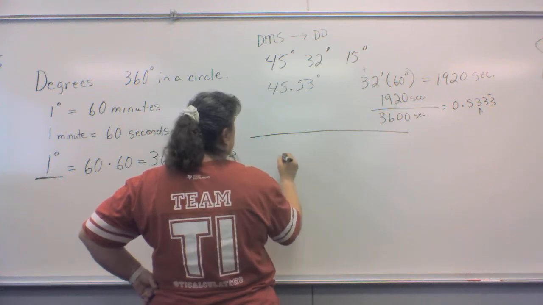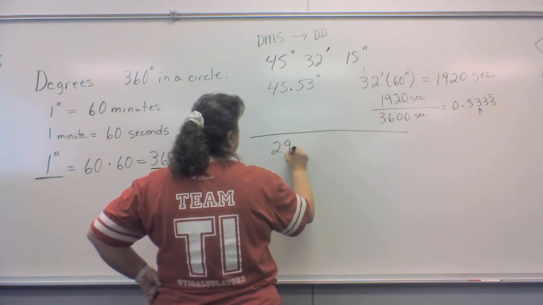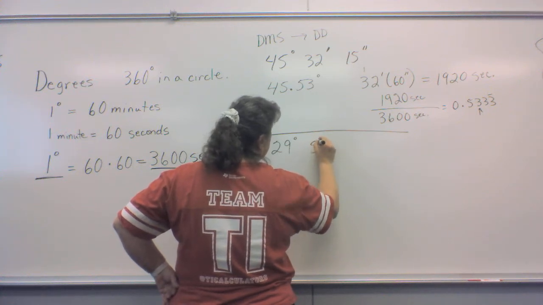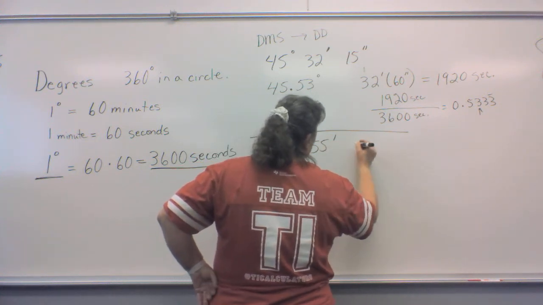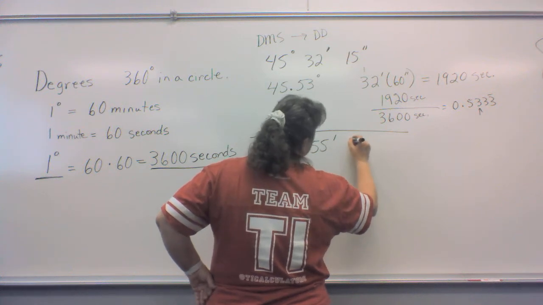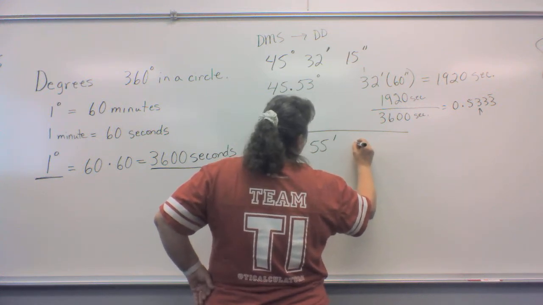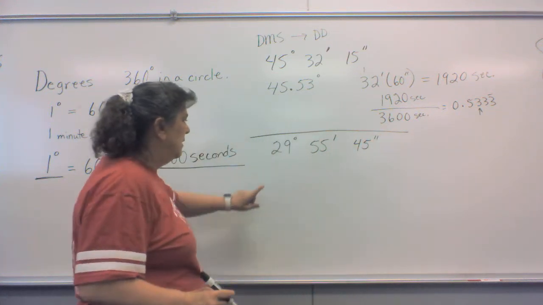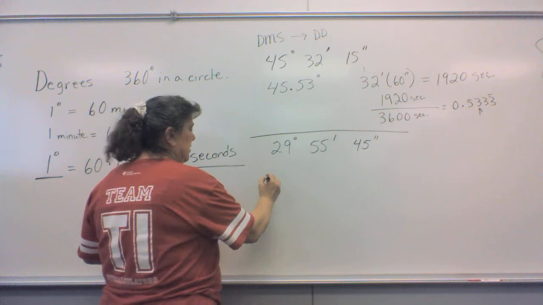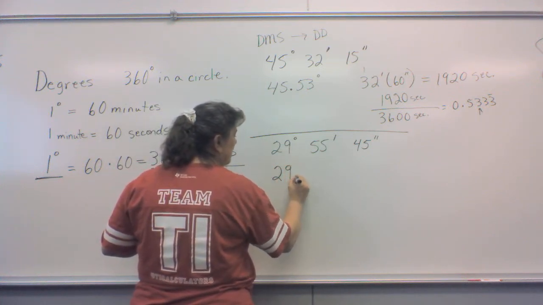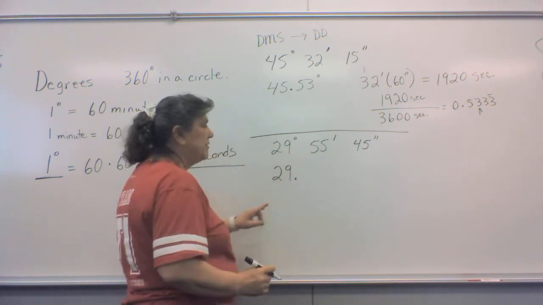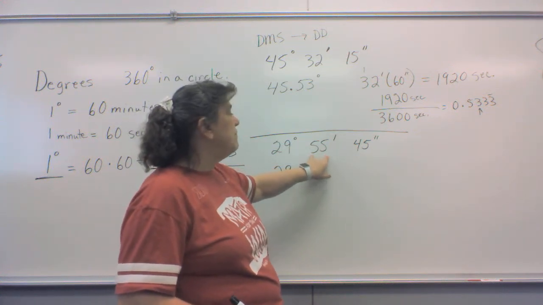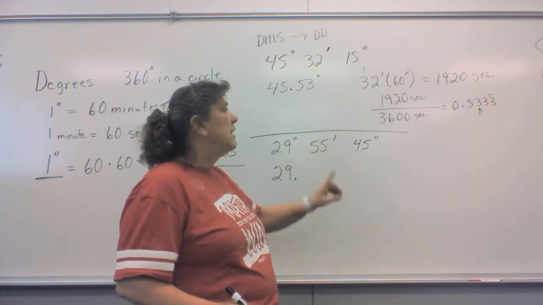How about 29 degrees and 55 minutes, and let's go with 45 seconds, okay? So 29 won't change because that's the whole degree part. Now we're going to have to find out how much of a degree is in 55 minutes and 45 seconds, just like we did before.